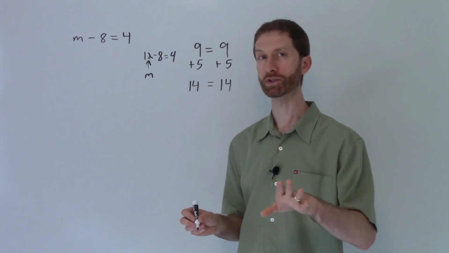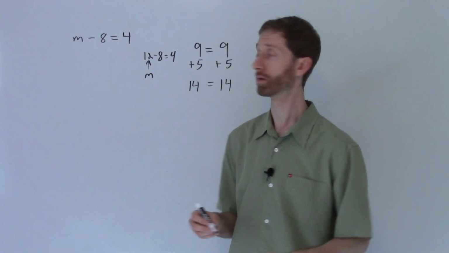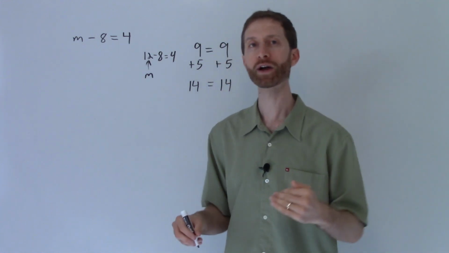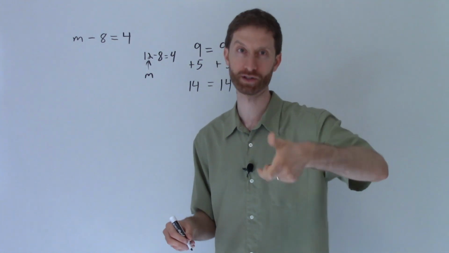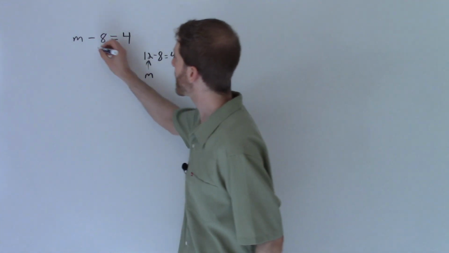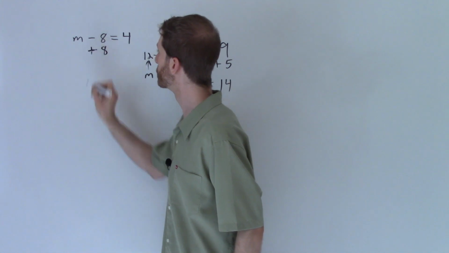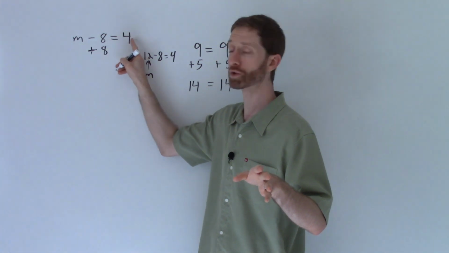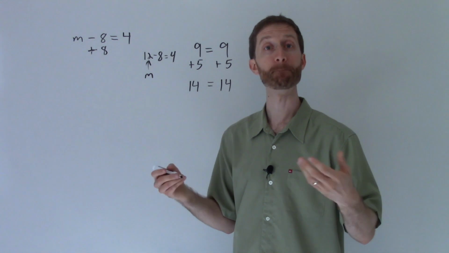But I want you to be able to solve this by undoing the operation that is being done to the variable. What operation is being done to m? We're subtracting 8. So how do I undo minus 8? What is the opposite, or what is called the inverse operation, of subtraction? Addition. So if I add 8 to minus 8, that will literally zero out the minus 8. But since this is an equation where I have one amount equal to another, I must then also add 8 to the other side to keep the equation balanced, to keep it equal.